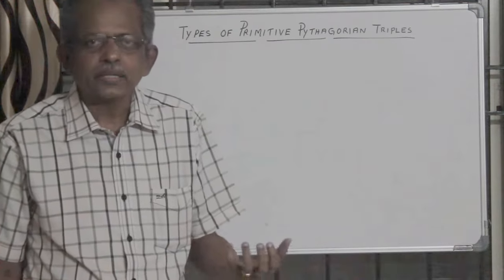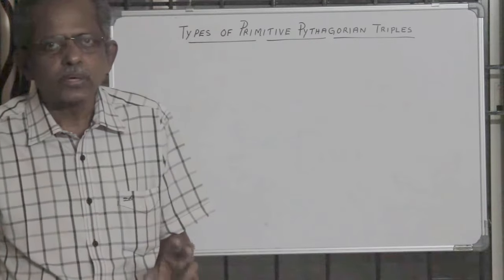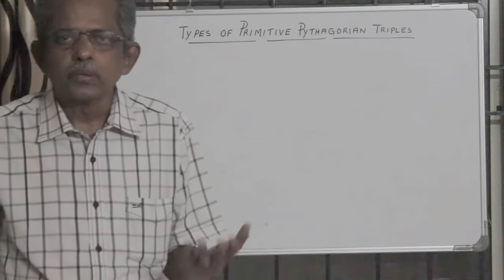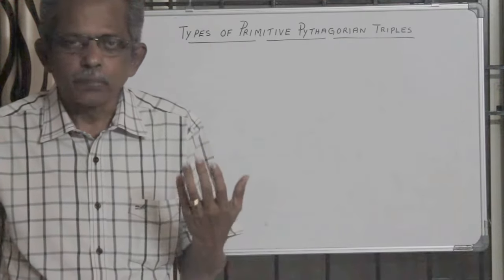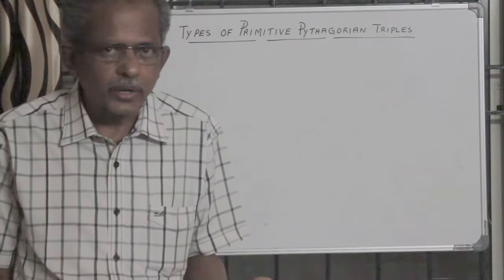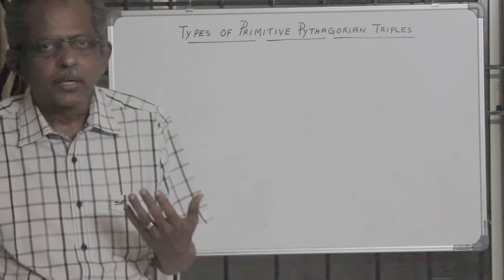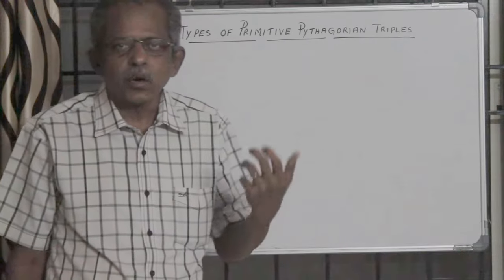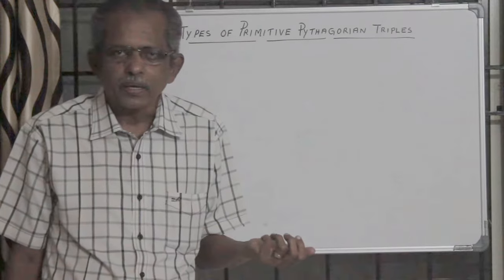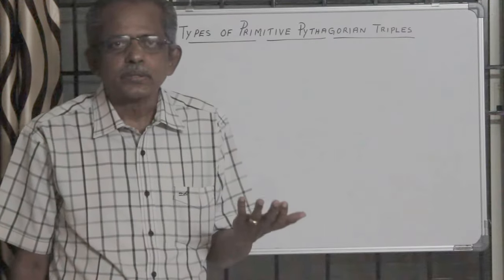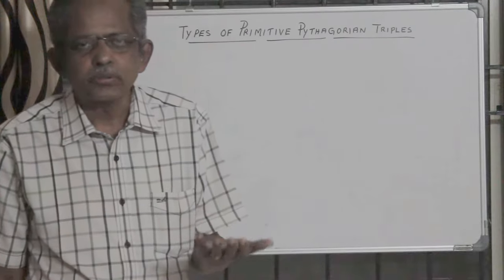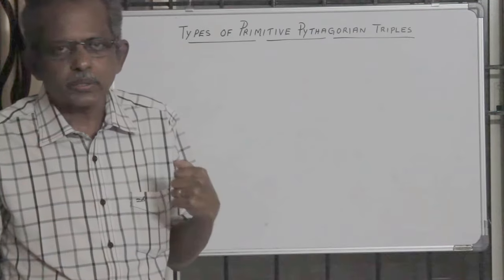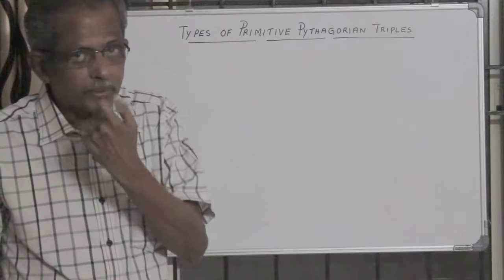hypotenuse and the other two sides. There are only three terms in a Pythagorean triple. One term represents the base of a right angle triangle. The other term represents the altitude of a right angle triangle, and the third one represents the hypotenuse of a right angle triangle. A primitive Pythagorean triple has some peculiarities.